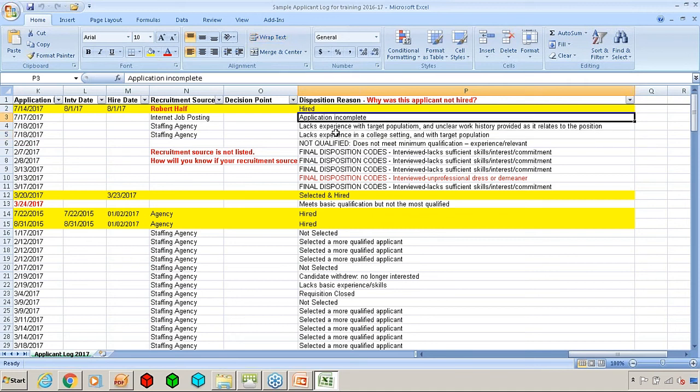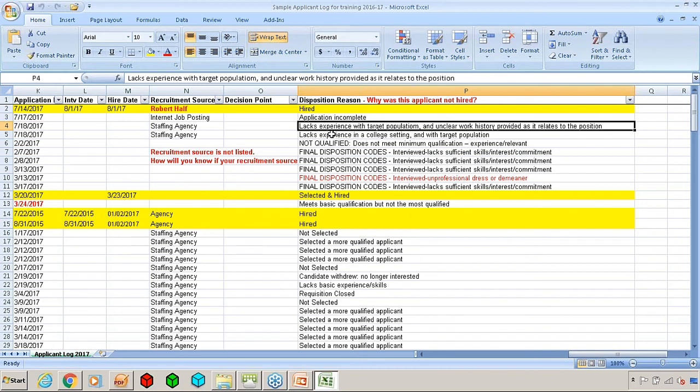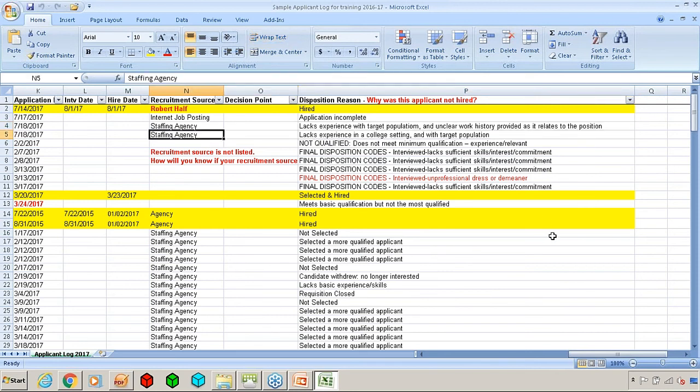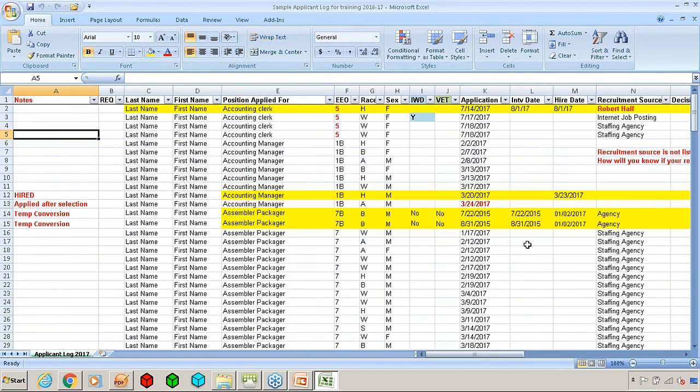This person's application was incomplete. This one lacked the experience with target population and unclear work history. This one lacks experience in college setting with target population. So as we're looking through these, you have to track all of that information.